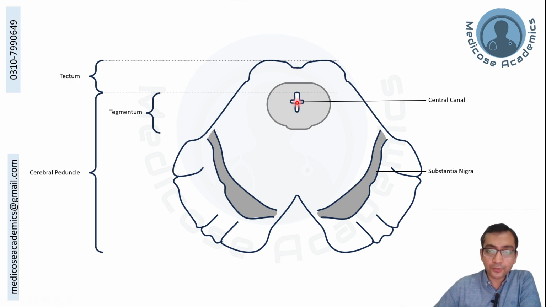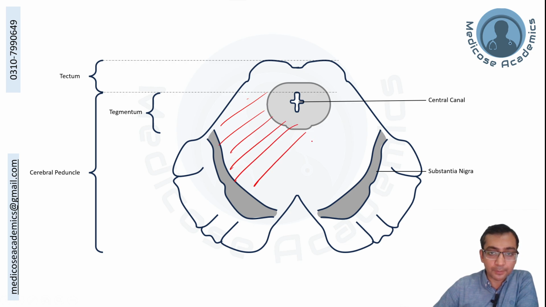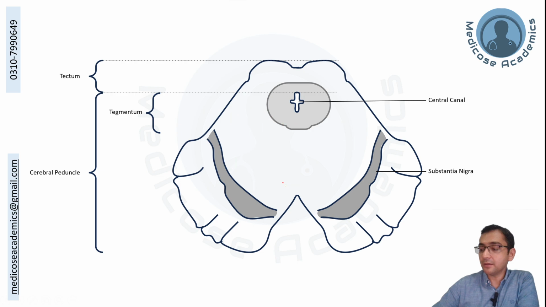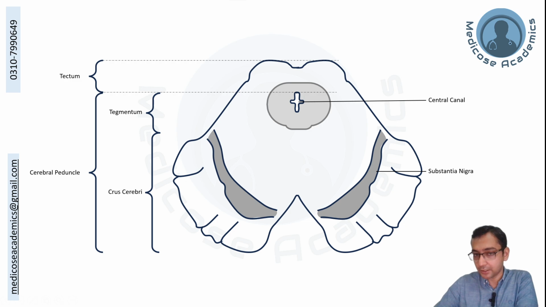The part between the central canal posteriorly and the substantia nigra anteriorly is the tegmentum. This tegmentum will include an area like this. And the remaining part, the part that is anterior to the substantia nigra, is the crus cerebri. So keep these things in mind, and we will be following these as we move along in our lecture.